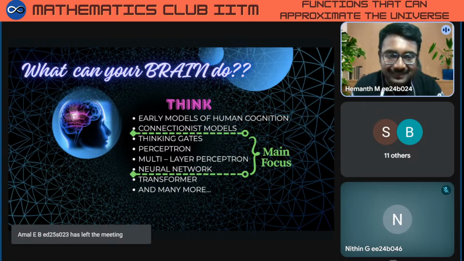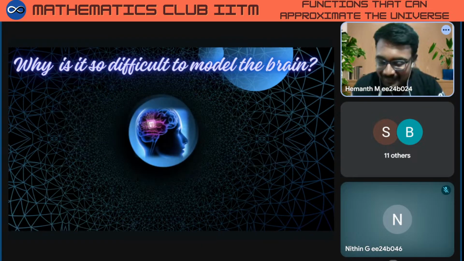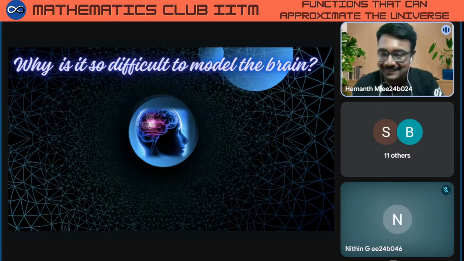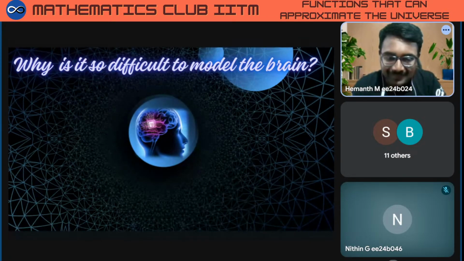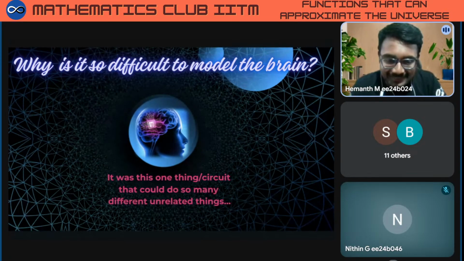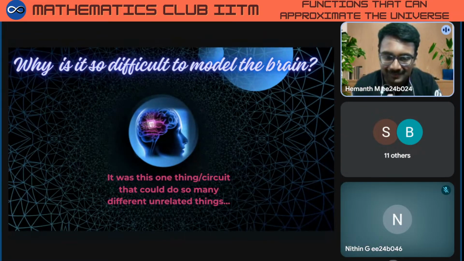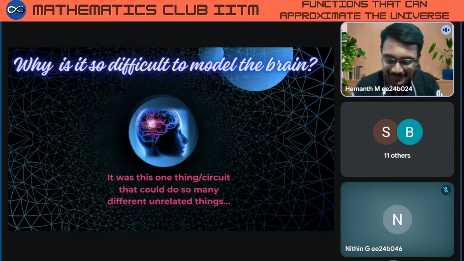It's quite complicated. So now, first let's ask a question. Why is it so difficult to model the human brain? Why are we discussing this in such huge detail? Is it so difficult? And the answer is yes. That is because this one simple circuit can do so many different unrelated things. The more you ask questions about your human brain, the more you get confused. It's very difficult to tell exactly what your human brain did when you did that particular action. Since it's capable of doing such a wide range of things, it becomes difficult for one model to do all these things.